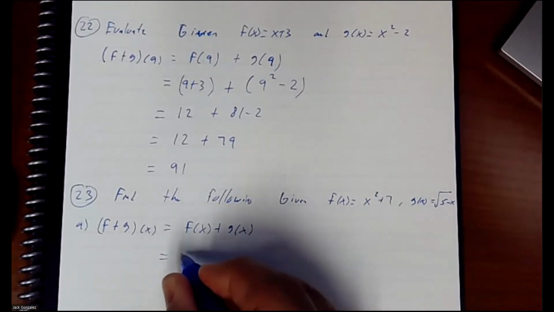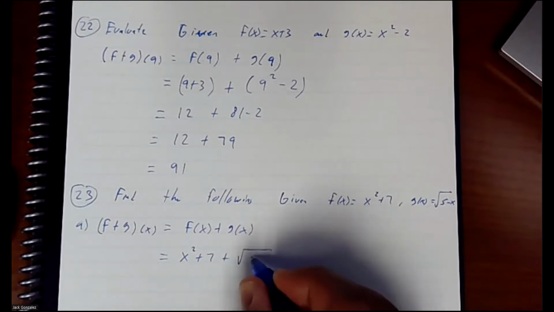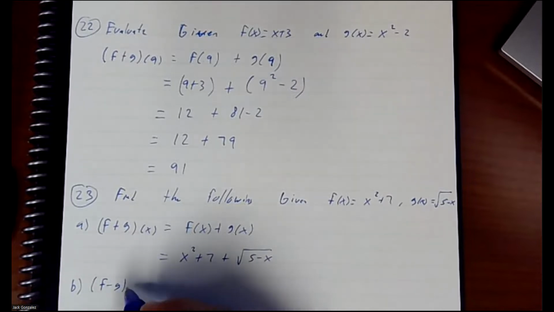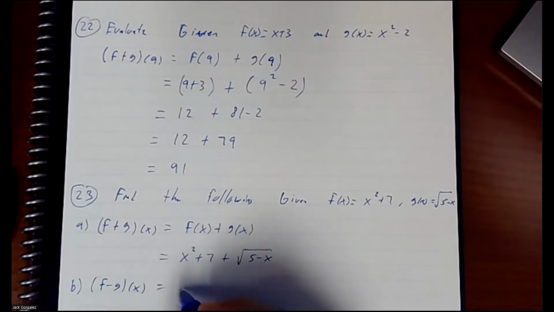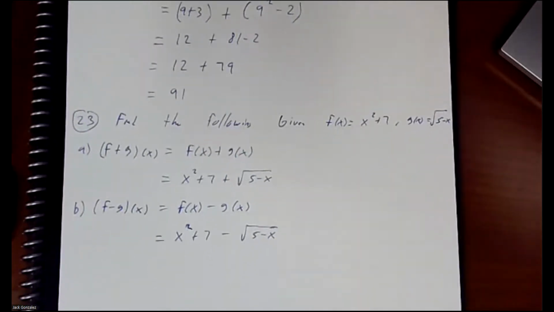So that would be just this plus this. F minus g would be simply subtract the functions. So that would be this guy minus this guy. Does that make sense? That's pretty straightforward.